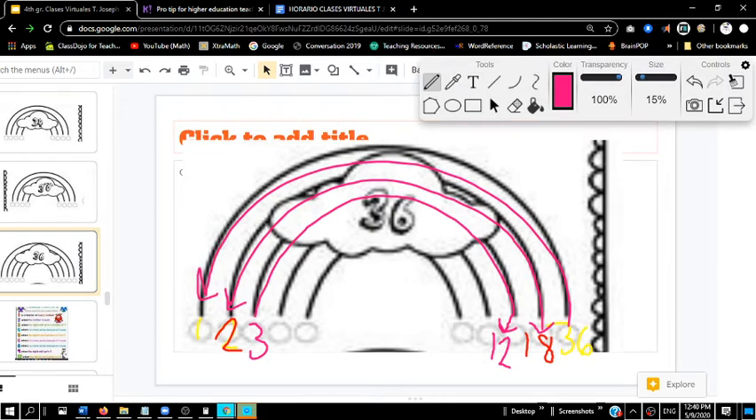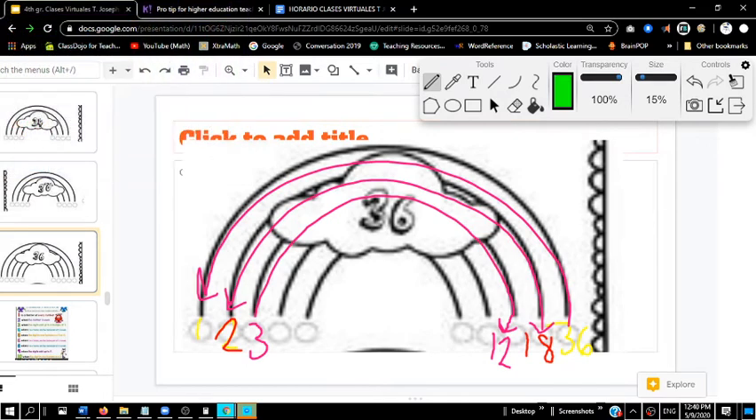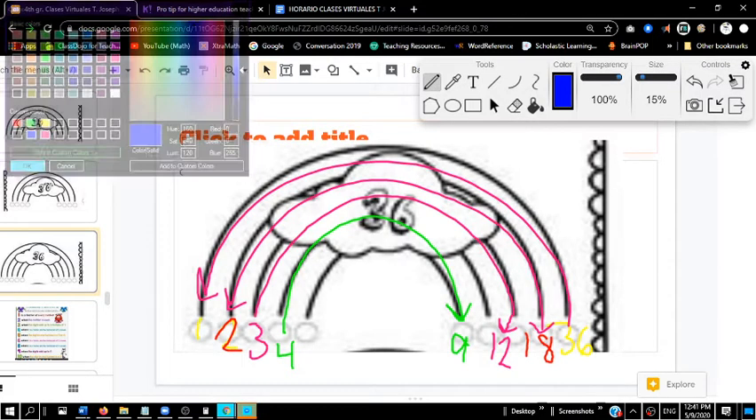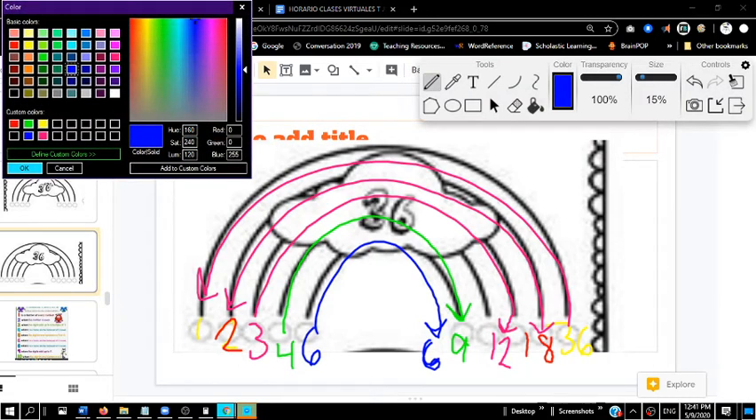Oh, there's got to be more factors of 36. Let's pick a different color. We're making a rainbow here, right? I know that 4 times 9 is 36. 9, 18, 27, 36. Let's see, is there any more? 5, 6. Oh, yep, 6 times 6 is 36. Let's just pick, which one have we not done yet? Blue. 6 times 6 is 36. So we have our rainbow right there. Isn't that pretty? We found all the factors of those numbers with a rainbow method.